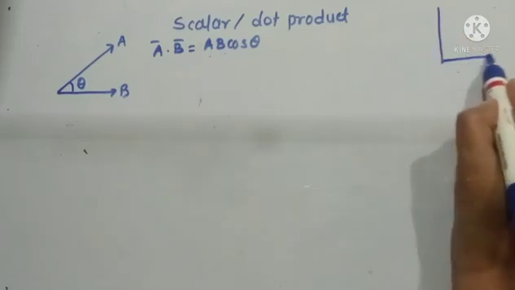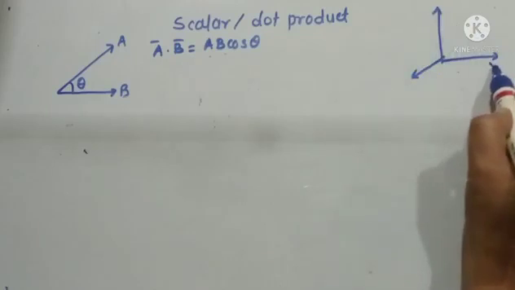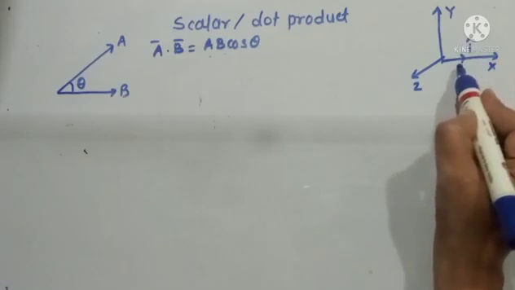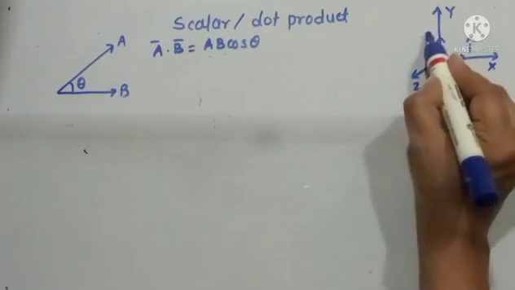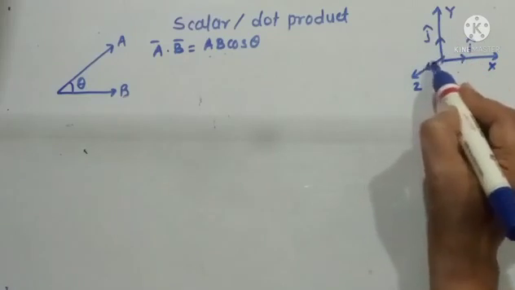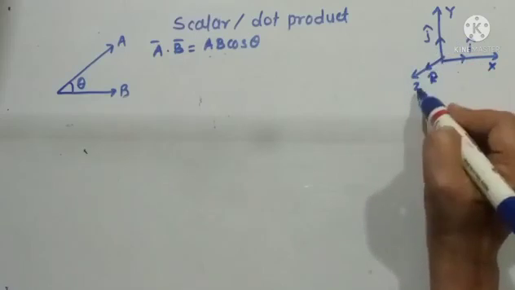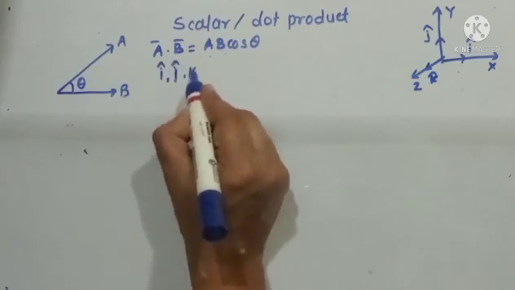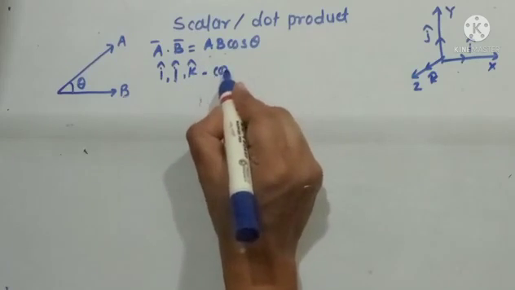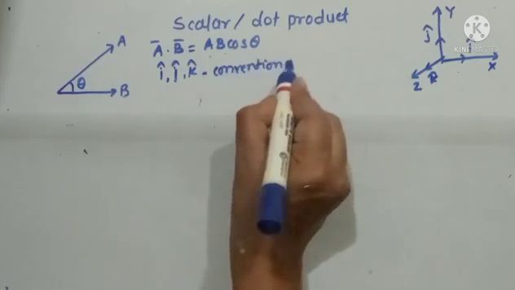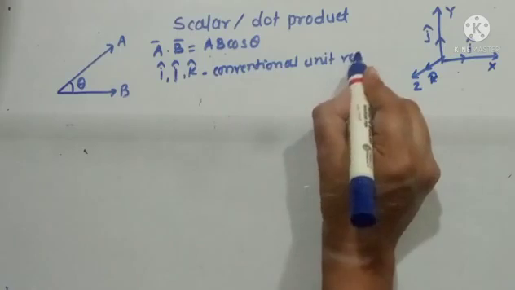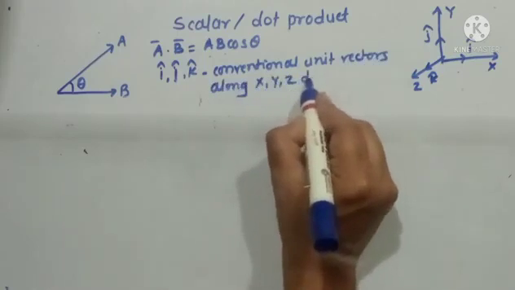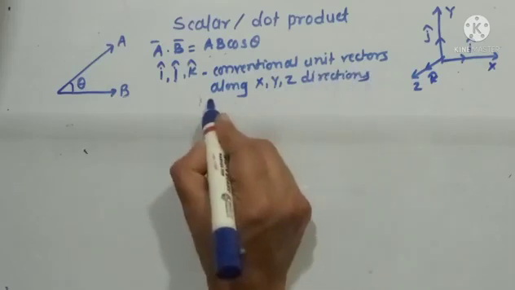Suppose we are having a three-dimensional Cartesian coordinate system with x, y and z axes. Then this vector i is a unit vector along the x axis, vector j is a unit vector along the y axis, and k is a unit vector along the z direction. So we can write that i, j and k are the conventional unit vectors along x, y and z directions respectively.